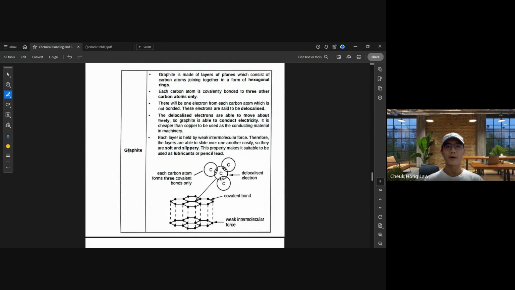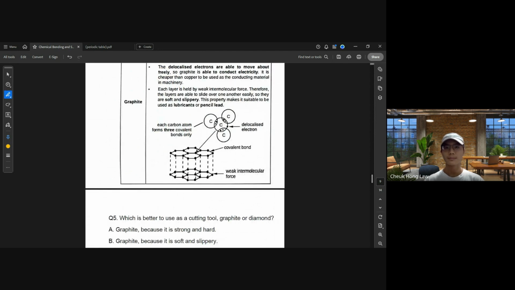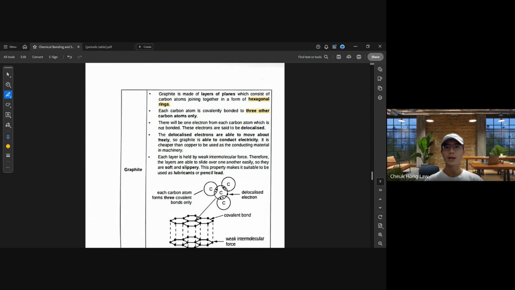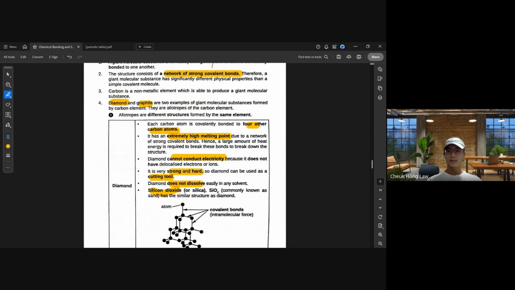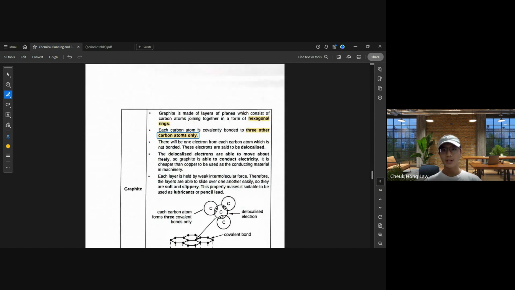Now we move on to graphite. So graphite is made out of layers of planes, which consist of carbon atoms. Okay, so they form these hexagonal rings. So it looks something like this. You have your covalent bonds between the atoms. Each carbon atom is covalently bonded to 3 other carbon atoms. Here's the first difference. In diamond, each carbon atom is bonded to 4 other carbon atoms. But in graphite, each carbon atom is bonded to 3 other carbon atoms.